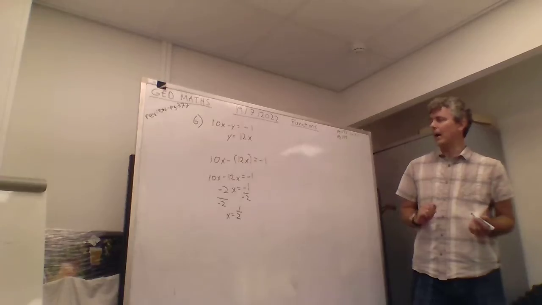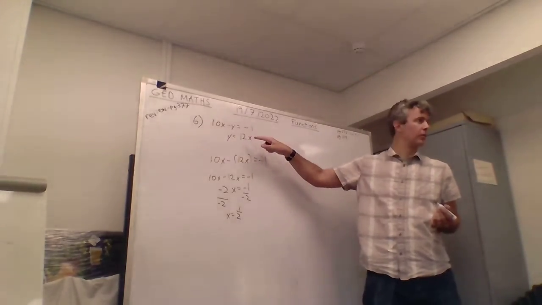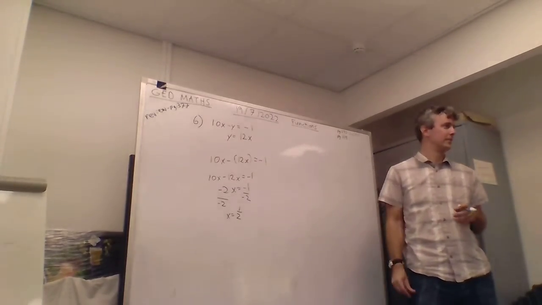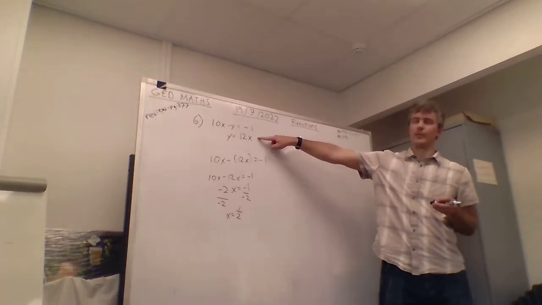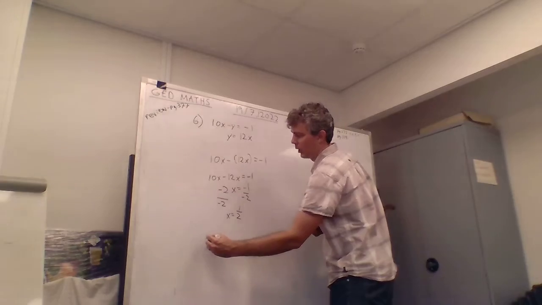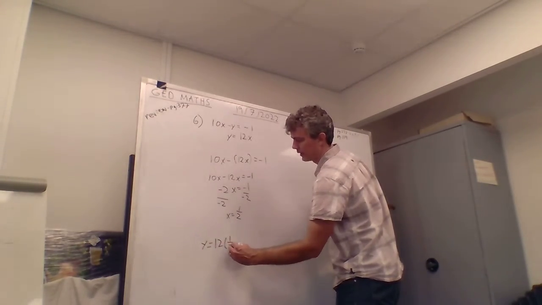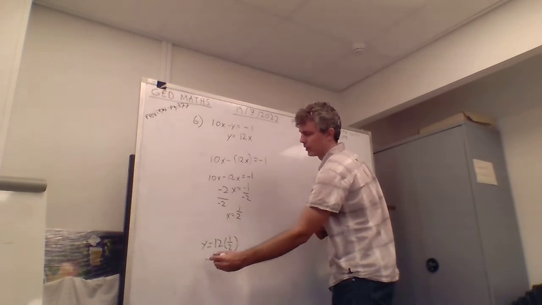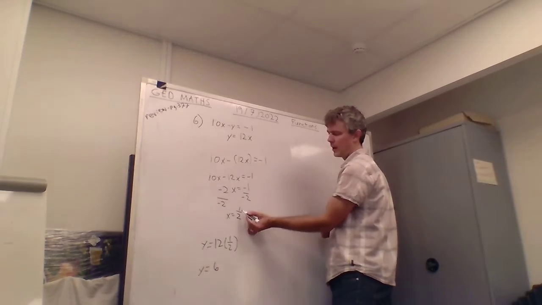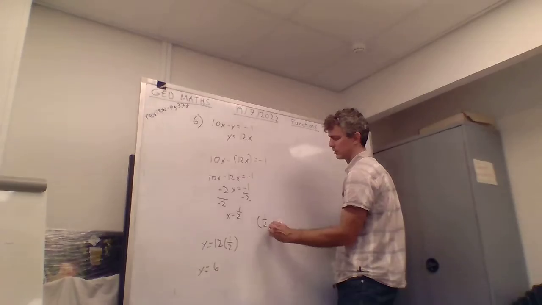All right. Now we have x. We can put it back into either of these equations and solve for y. Right. Which one will be easier? Probably this one, right? Yeah. So let's put x back inside there. So we'll do y equals 12x. And x is 1/2. Okay? So what is 12 times 1/2? 6. So now we have x is 1/2 and y is 6. So that's our solution. 1/2, 6.